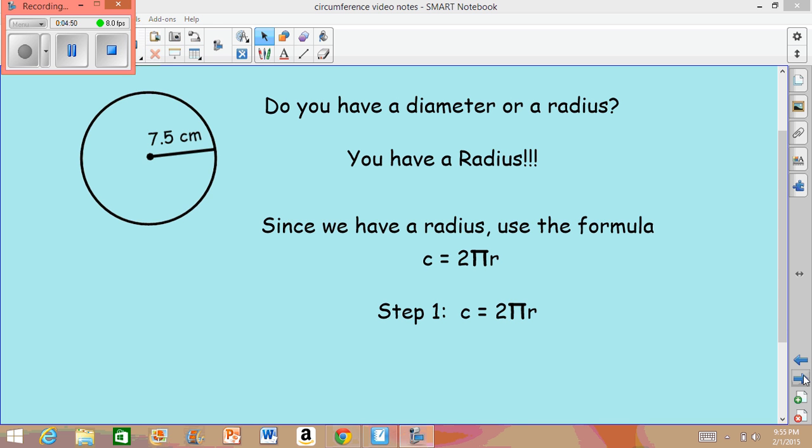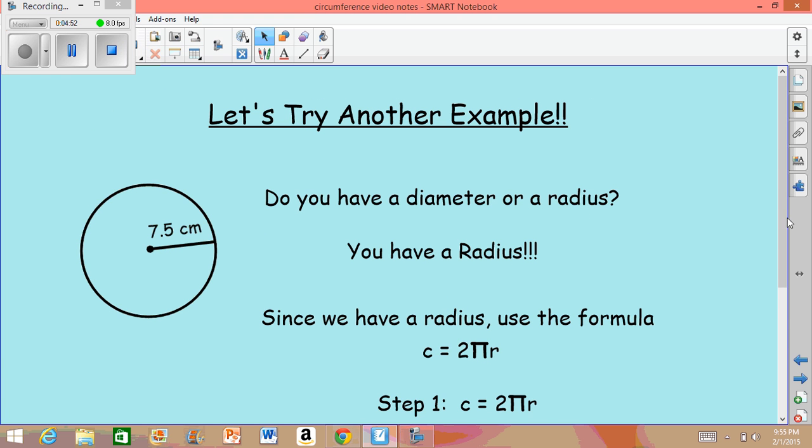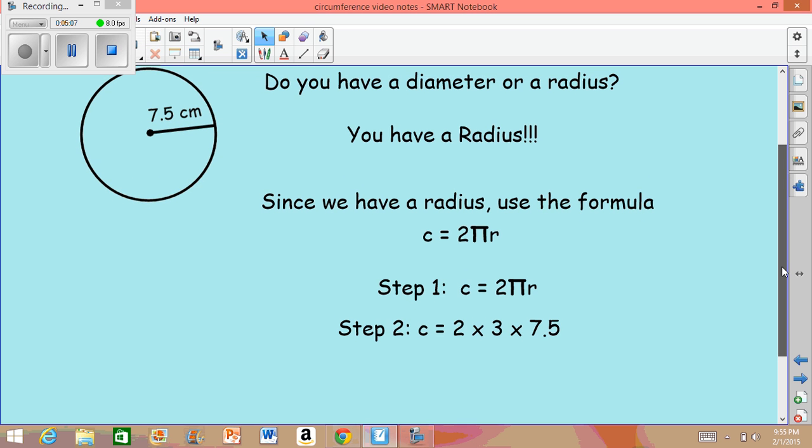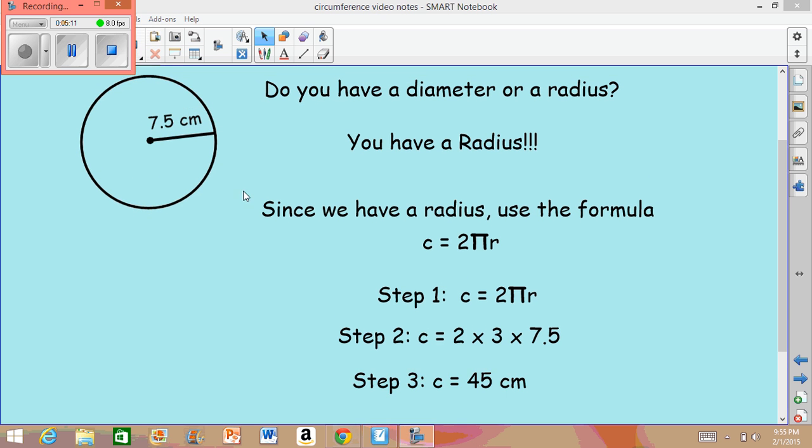So step number 2 looks like this. C equals 2 times 3, we're going to use 3 for pi to get a close answer, and our radius is 7.5. So 2 times 3 times 7.5. Once we multiply 2 times 3 times 7.5 together, we get our answer that circumference is approximately 45 centimeters.